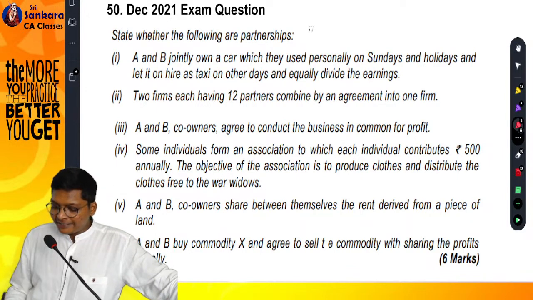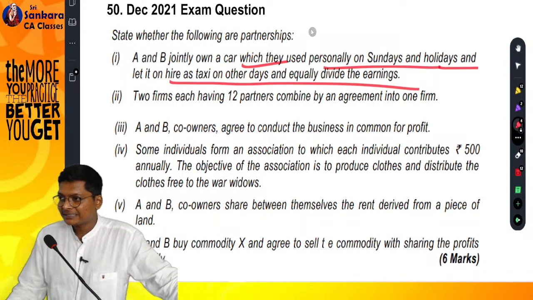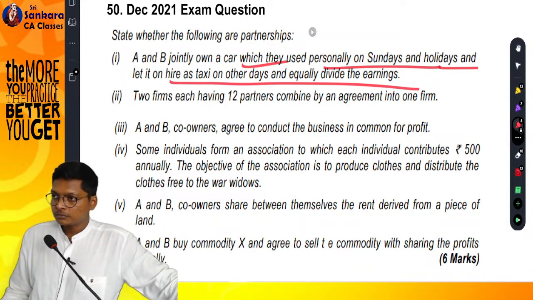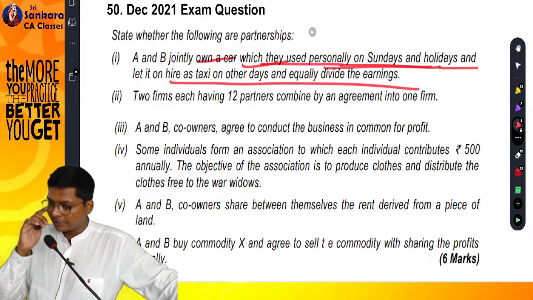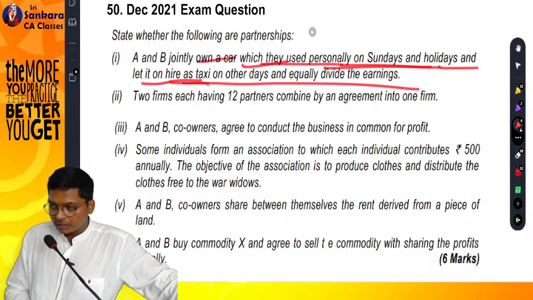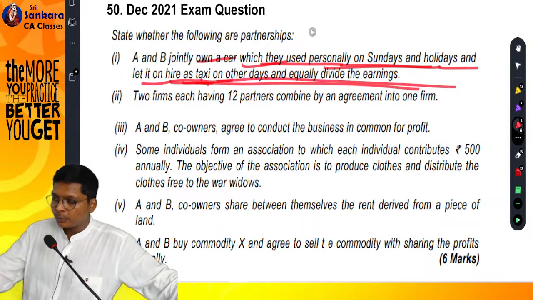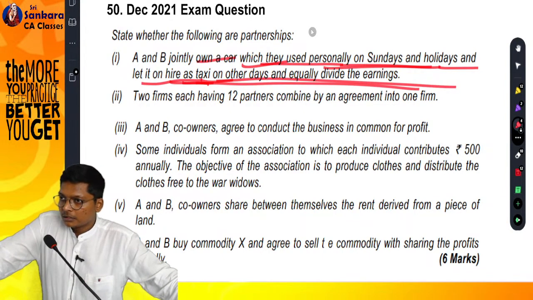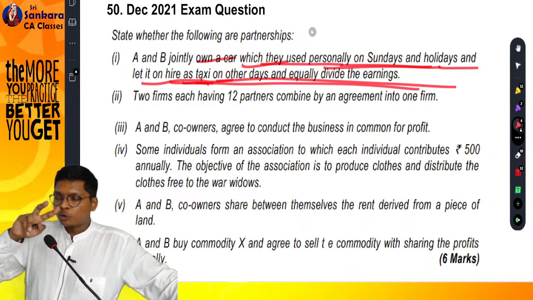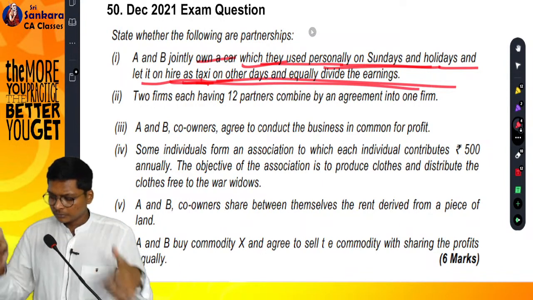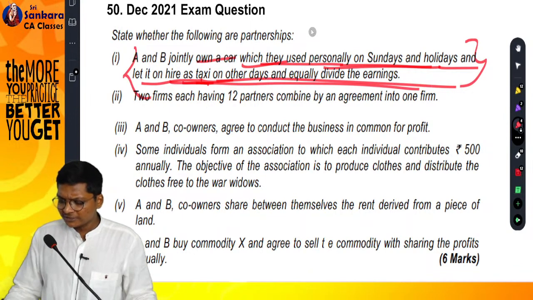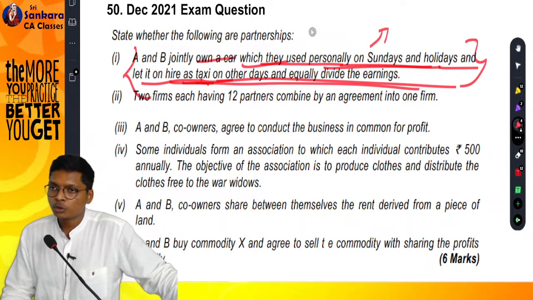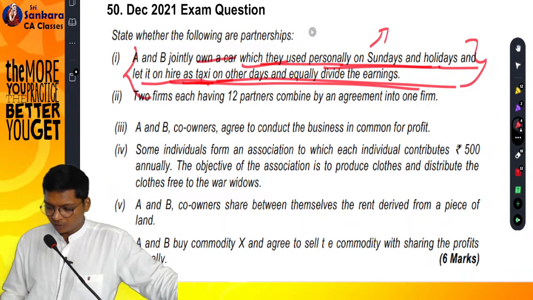First one, A and B jointly own a car which they use personally on Sundays and holidays, and other days they let it on hire, Zoom car, as taxi, and equally divide the earnings. Partnership is two or more persons agreed to do a business and to share the profits. Are they doing the business here? Is it partnership? Yes or no? Okay, we'll come back to first.